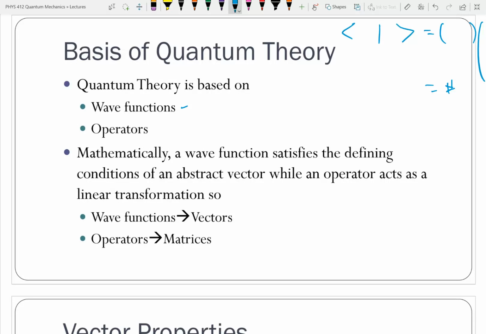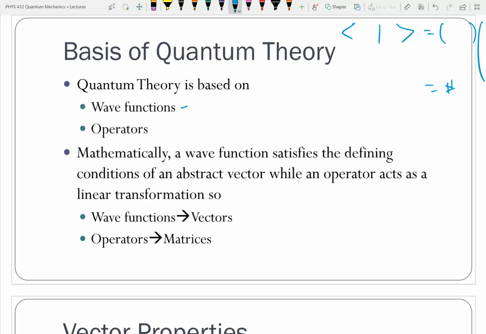Now we're going to see, like by Friday, that we actually can find wave functions from any operator eigenvalue relationship. It's not just the Schrodinger equation that we can find a wave function from, but the Schrodinger equation is the one that gives us everything.